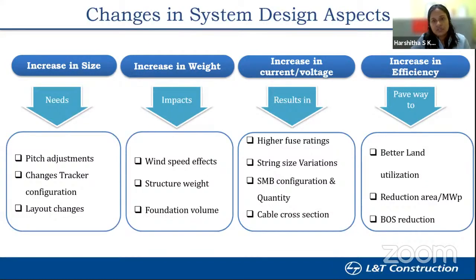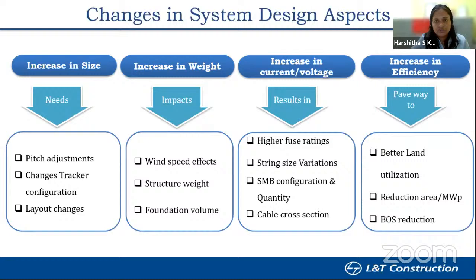Increase in current and voltage. Depending on what kind of cell configuration and format we are using, it can result in an increase in current and voltage, which will have an impact on the fuse ratings, string size variations, the SMB configuration, and also the cable cross section.